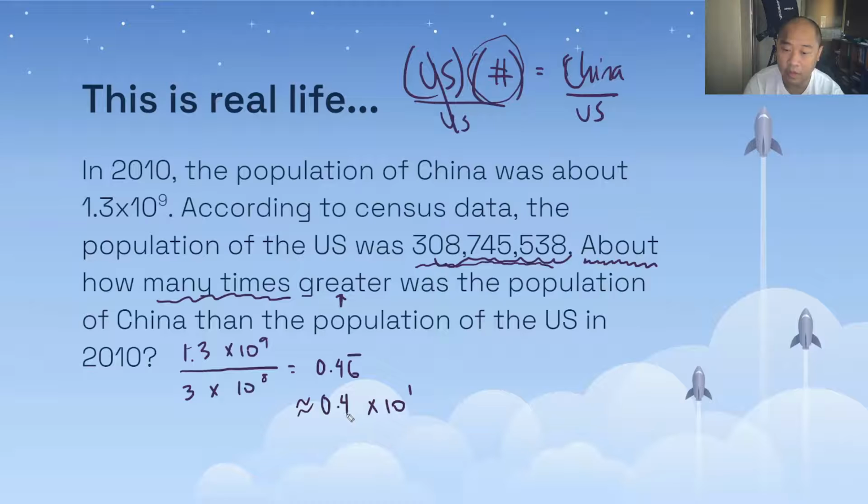But remember, we don't want the first digit to be a 0, so we're going to move this over 1. And that's going to be about 4 times 10 to the 0. And remember, 10 to the 0 is just 1, so this is just the number 4. About 4 times as great. The population of China is about 4 times as great as the US in 2010.